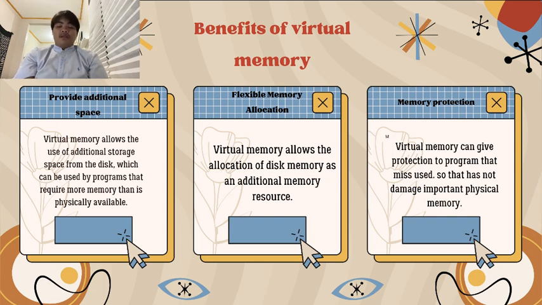The second point is flexible memory allocation. Virtual memory allows the allocation of disk memory as an additional memory resource. The third and last point is memory protection. Virtual memory can give protection from misused programs so that they do not cause serious damage to physical memory. Okay, enough for me. And next is my classmate.